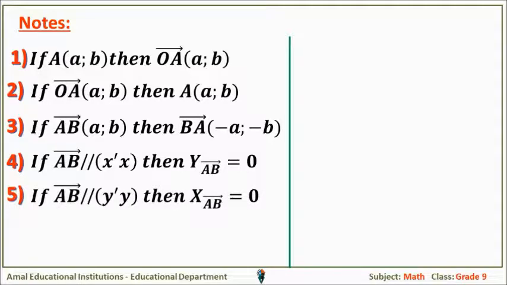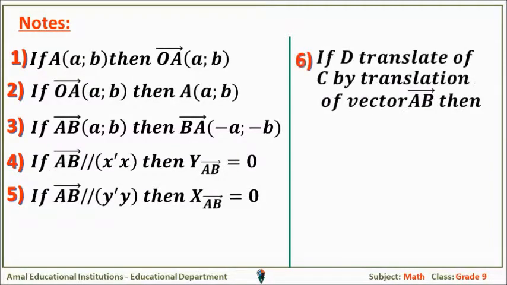The same, if the vector AB is parallel to y prime y, then the abscissa of the vector AB is equal to 0. Since, as you know, if the vector AB is parallel to y prime y, the points A and B will have the same abscissa. Therefore, if we subtract them, we will get 0.